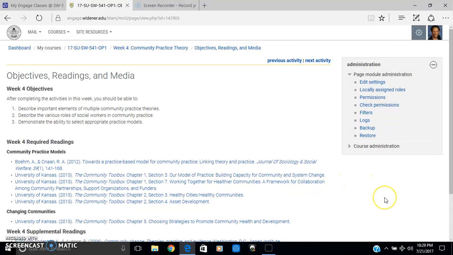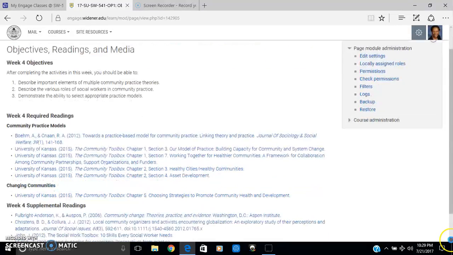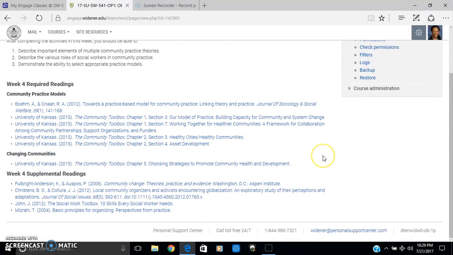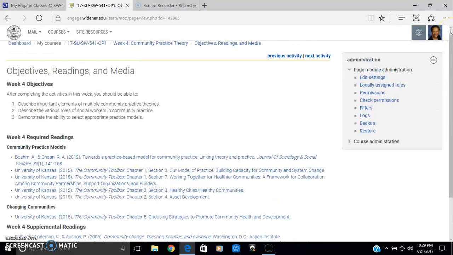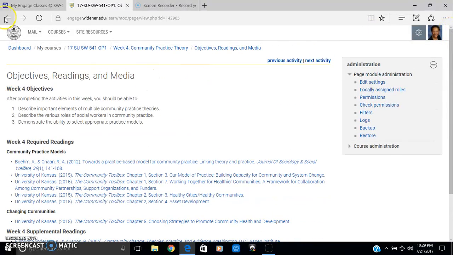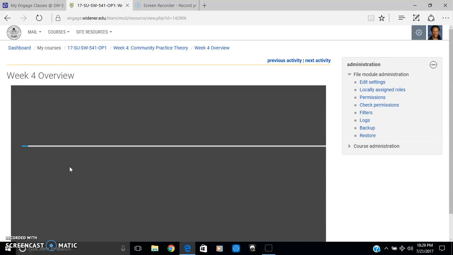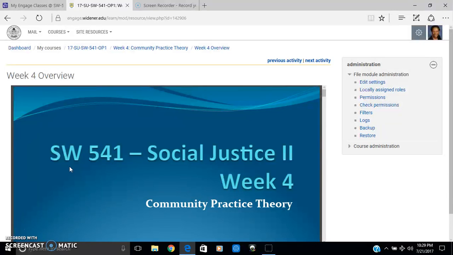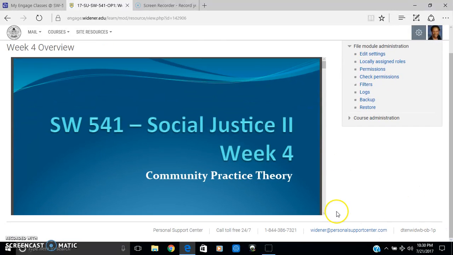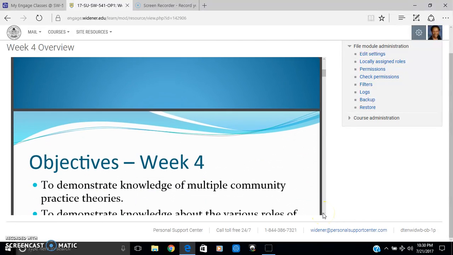The required readings are here for community practice models. There is one reading around changing communities and a number of supplemental readings for the week. There is a PowerPoint overview for this week, so please take a look at that overview. Just to go over a few of the slides.